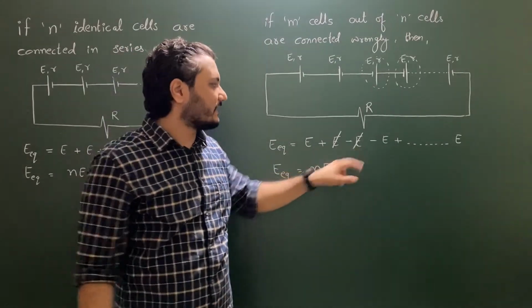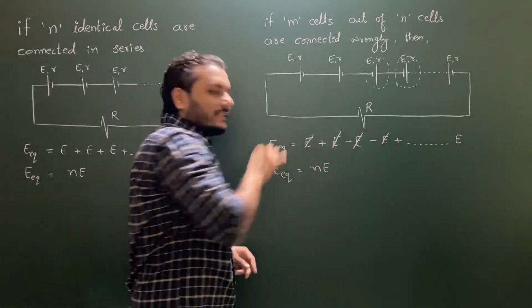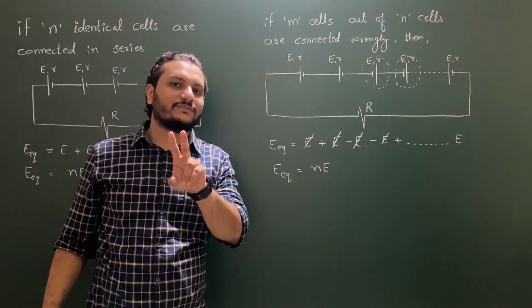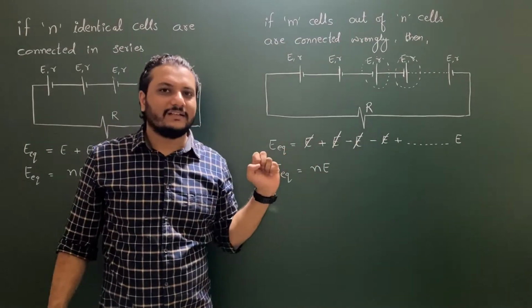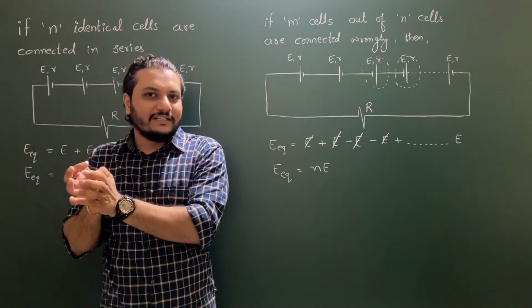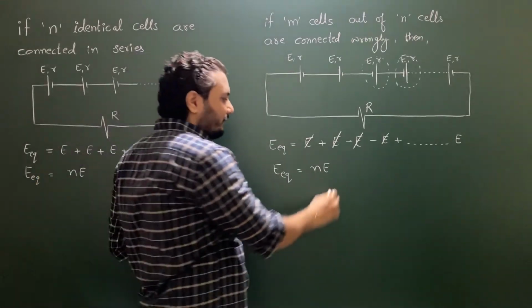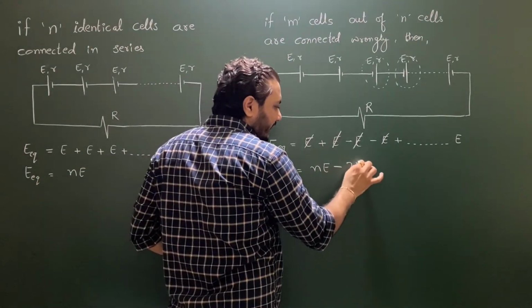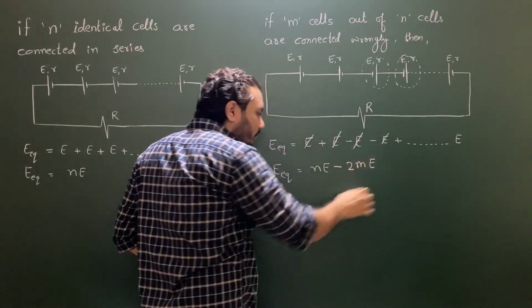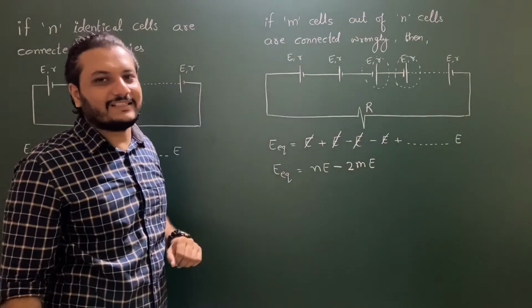For two wrong connections, this E will kill another E. So for two wrong connections, we will lose a total of 4 cells. If m cells are connected wrongly, then we will lose a total of 2m cells. So out of this nE, if I subtract 2 times m times E, I will get the total EMF of this circuit, isn't it?